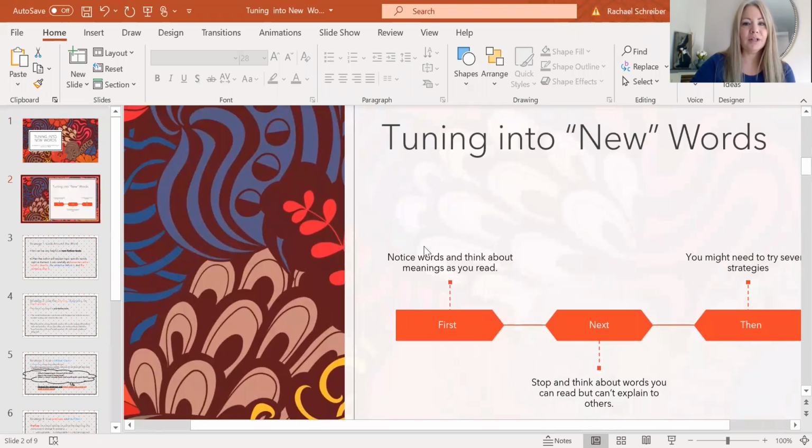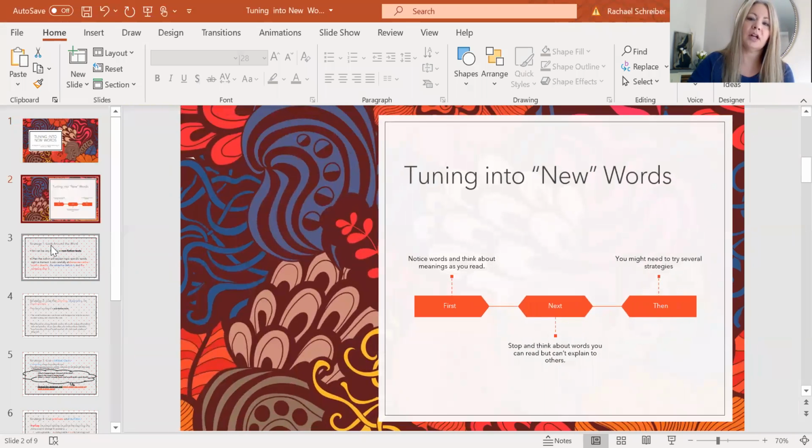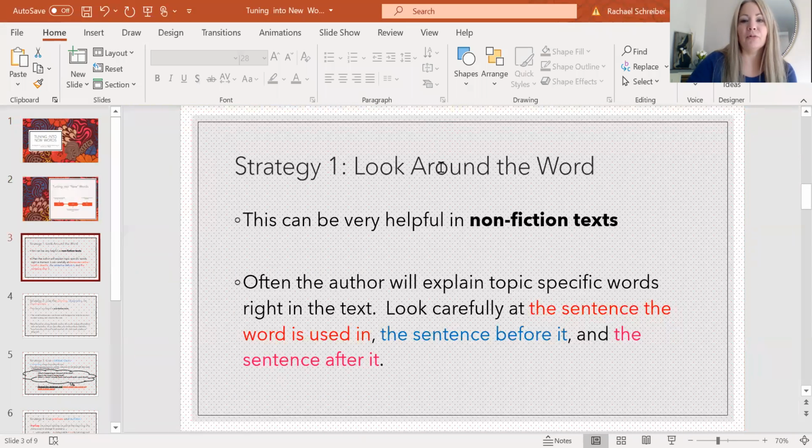First thing we need to do is notice words and think about meanings as we're reading. We need to stop and really do the thinking when we get to a word that we don't understand, and we might need to try several strategies. We're going to go over the strategies today because we have a new strategy that we're working on. We've had this strategy, look around the word. Oftentimes in nonfiction text for kids, the author will tell you in the sentence that it's in or in the sentence after, sometimes the sentence before, what the word means.